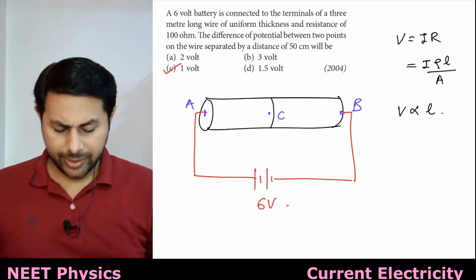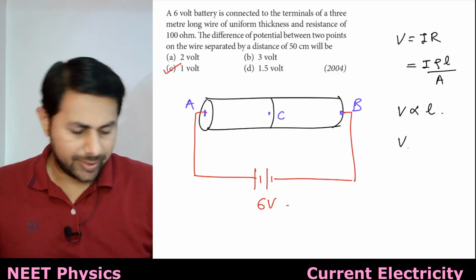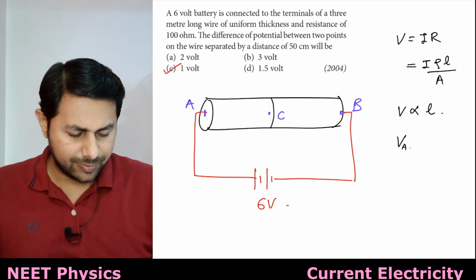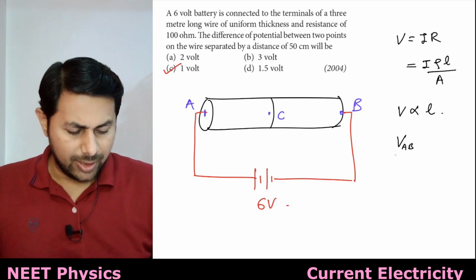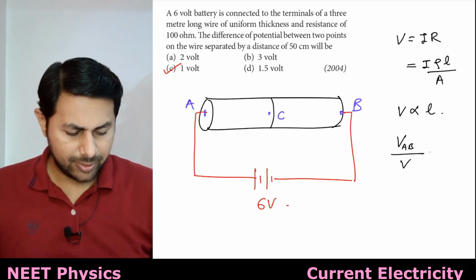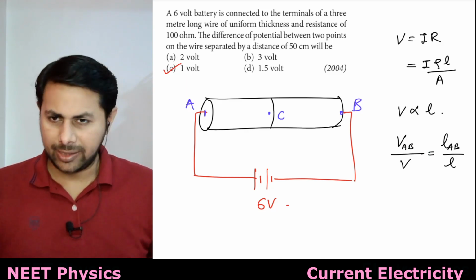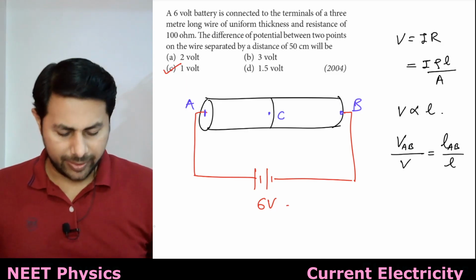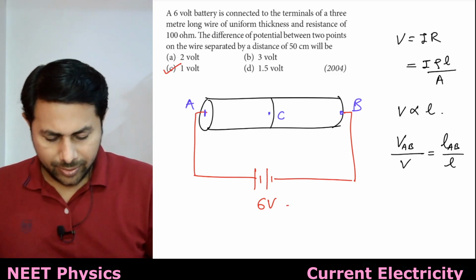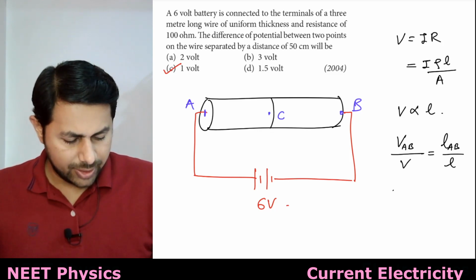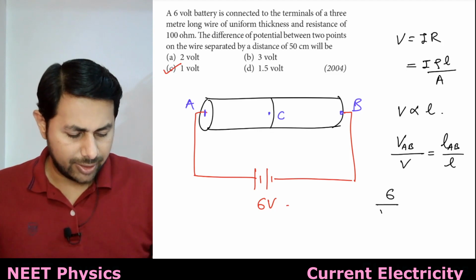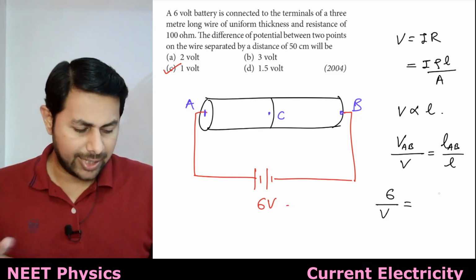It would be 1 volt. How? You can say VAB divided by V is equal to LAB divided by the length that we are taking. We want to find out V, right? So this is 6 volts divided by V is equal to, what is LAB?